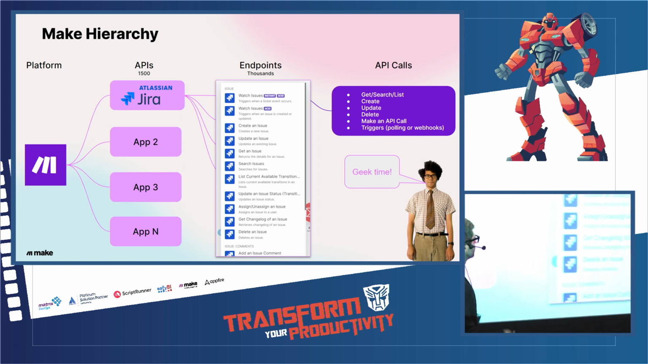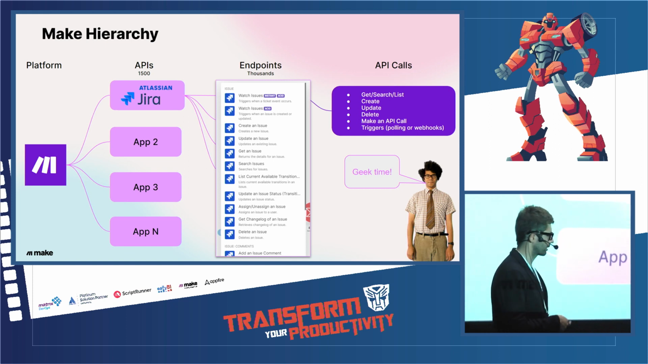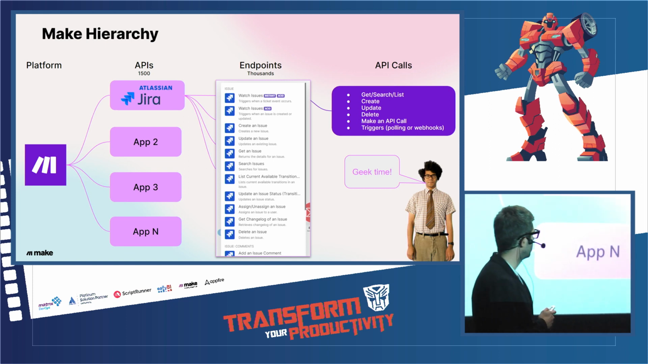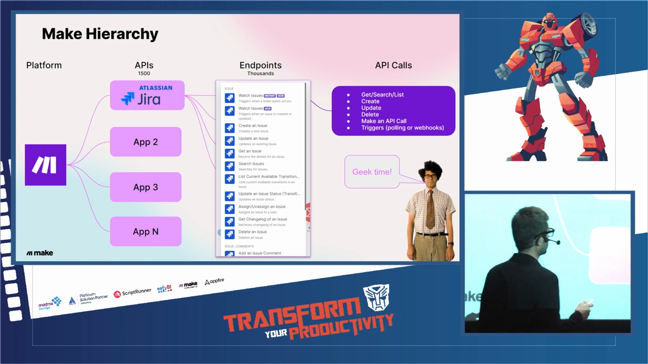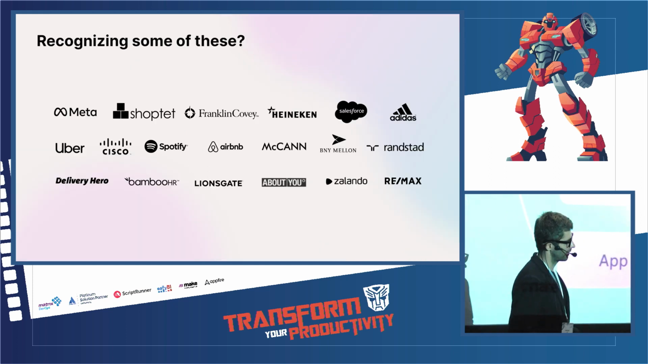Jira would be one of the apps, and these would be the modules in the Jira app, which are technically the endpoints. Here on my screen, I have like 12 modules, but in reality, there are like 40. It just doesn't fit on the screen. And we have the usual suspects like create an issue, update an issue, delete an issue, etc. All right, so this is the hierarchy on Make.